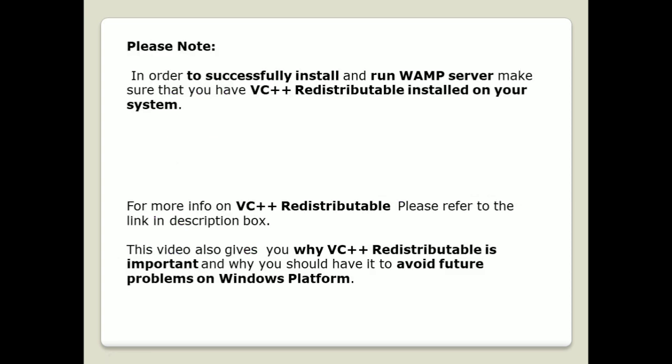But before downloading, please make a note of these important points. To successfully install and run the WAMP server, we need to have Visual C++ redistributable installed on our system. I will do another video on what Visual C++ redistributable is, but for now please install Visual C++ redistributable in your local system before installing WAMP server.